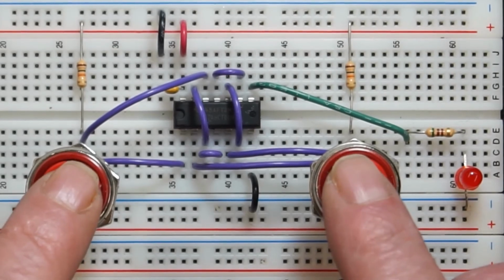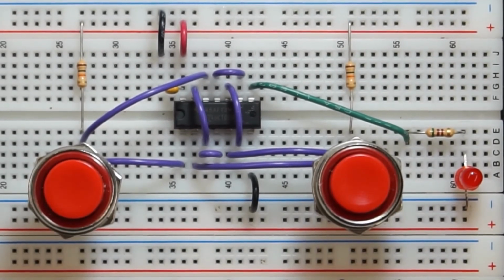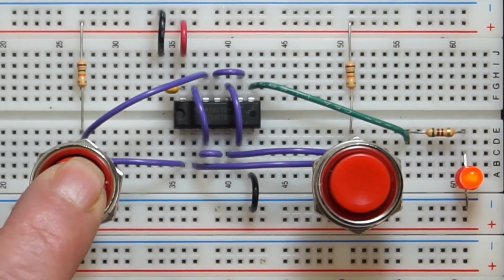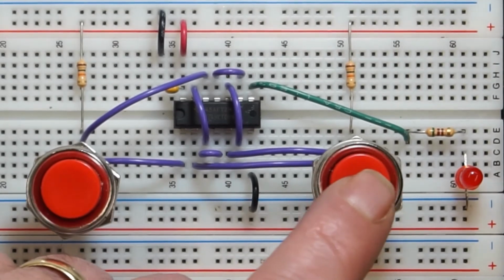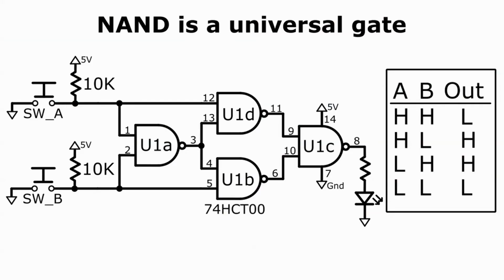But when I press both push buttons together, like this, the output stays low. The little flashes occur only because my fingers don't press down or release the switches at exactly the same instant of time. To summarize, the output is high if and only if one, and only one, of the push buttons is pressed. This truth table sets out what we saw on the breadboard.